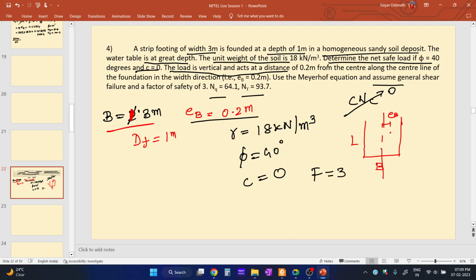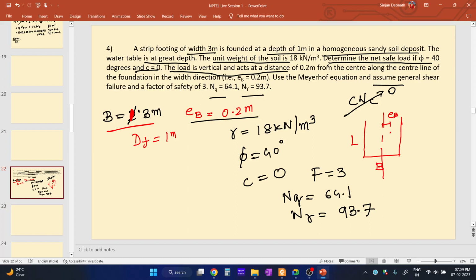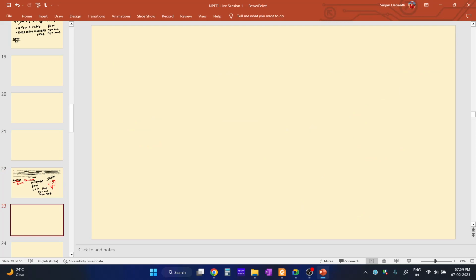F is 3 and NQ is 64.1, N gamma is 93.7. We need to find out the net safe load. Okay, so for net safe load, we need to find out the net ultimate load, net ultimate bearing capacity. So net ultimate bearing capacity.